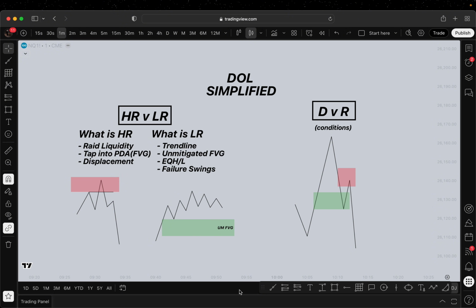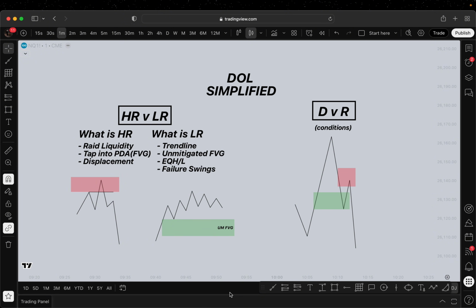Obviously, what is high resistance? It's going to be that rate of liquidity tapping into a high time frame fair value gap, or PDA, price delivery array, and then of course the displacement out of that to make sure that it actually is manipulation. What is low resistance? It's going to be trend line liquidity, unmitigated fair value gaps, equal highs and lows, failure swings. So you can see that right here. We have trend line right here, equal lows, failure swings with that unmitigated gap.